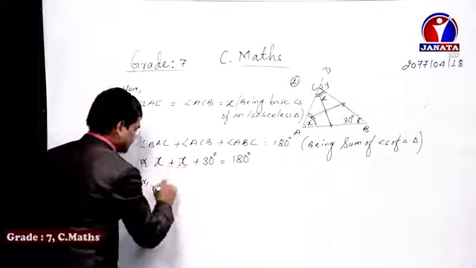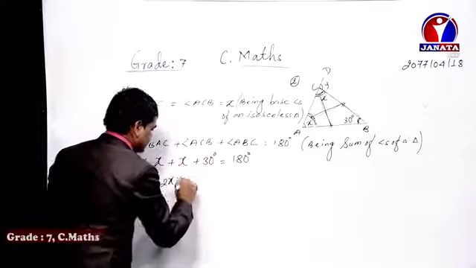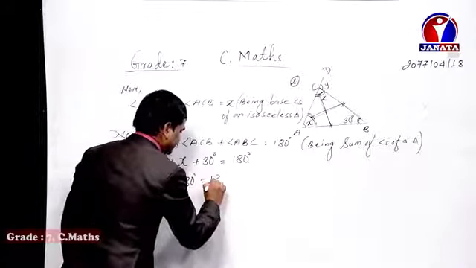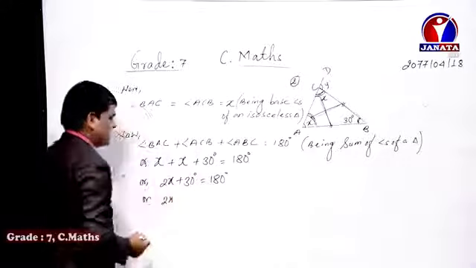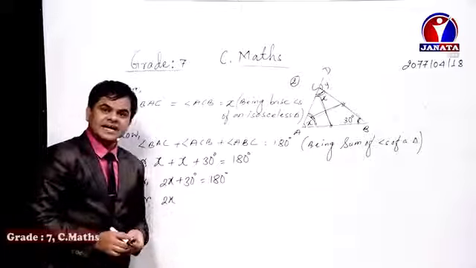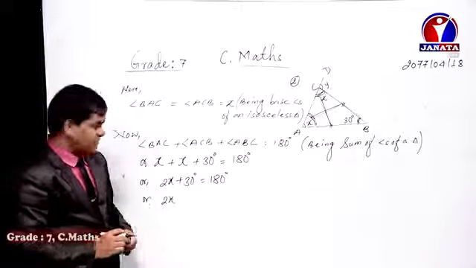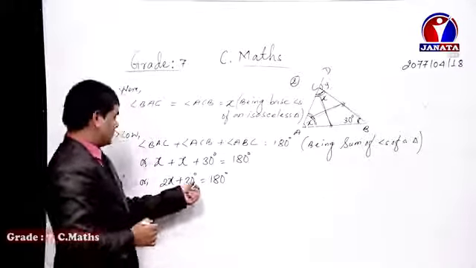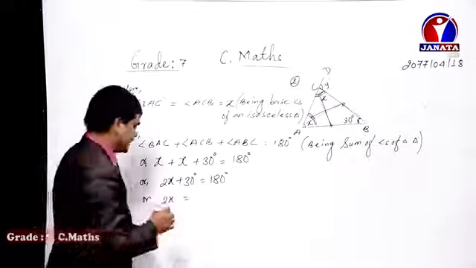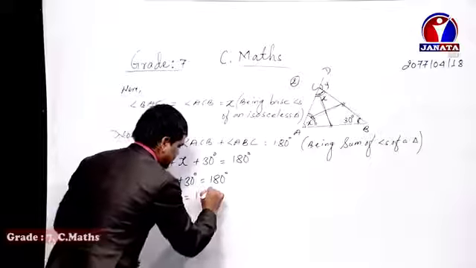x plus x, 2x plus 30 degrees equals 180 degrees. Now 2x equals, by taking 30 degrees to the right-hand side, 180 degrees minus 30 degrees. It equals, I'm going to write directly, what will it be? 150 degrees. So 150 degrees.